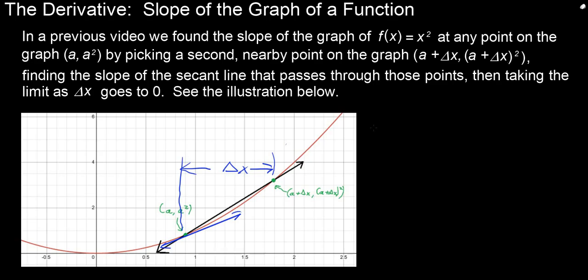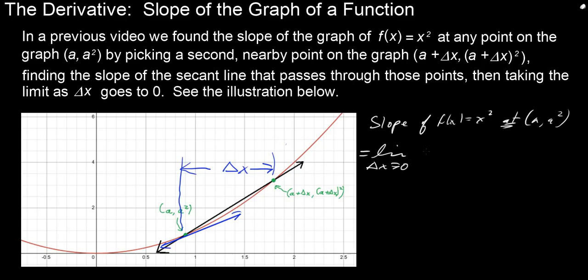So what we're doing is we're going to say that the slope of f of x equaling x squared at the point a comma a squared is the limit as delta x goes to 0 of the slope of that secant line, which would be the change in y coordinates, a plus delta x quantity squared minus a squared divided by the change in x coordinates, which would be a plus delta x minus a. We saw already the difference in those x coordinates is just delta x, and we can see mathematically that's true because those a's would cancel out in that denominator.